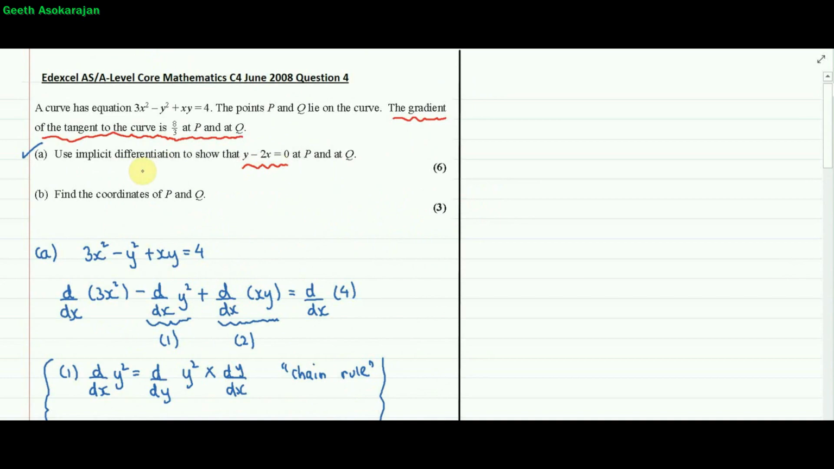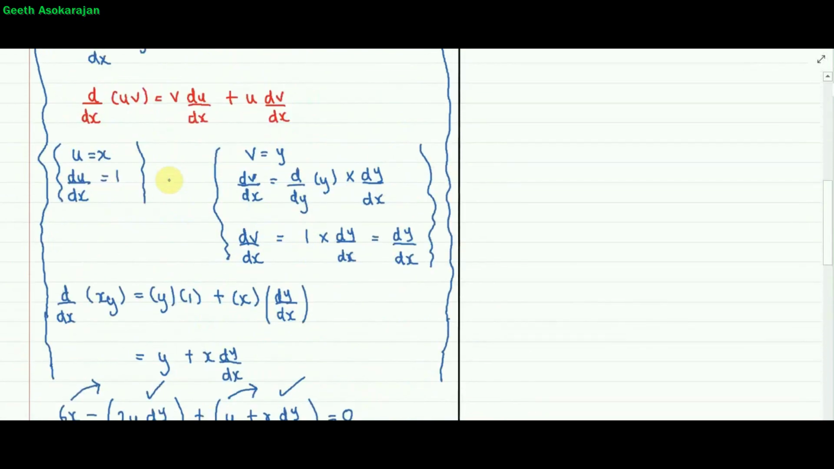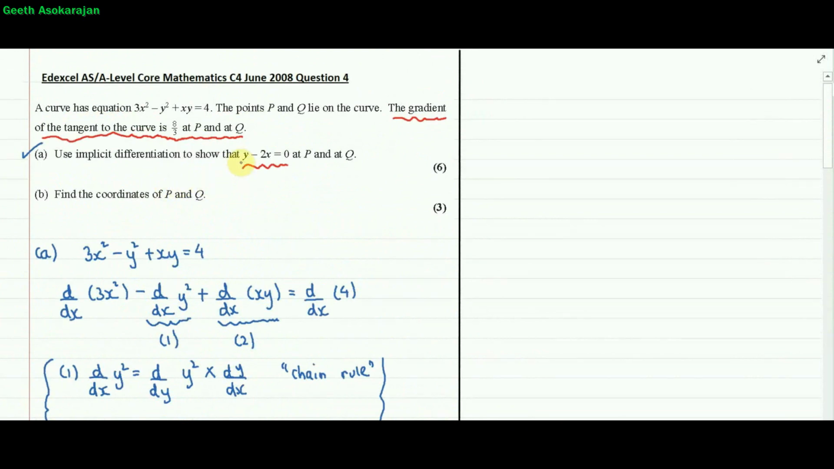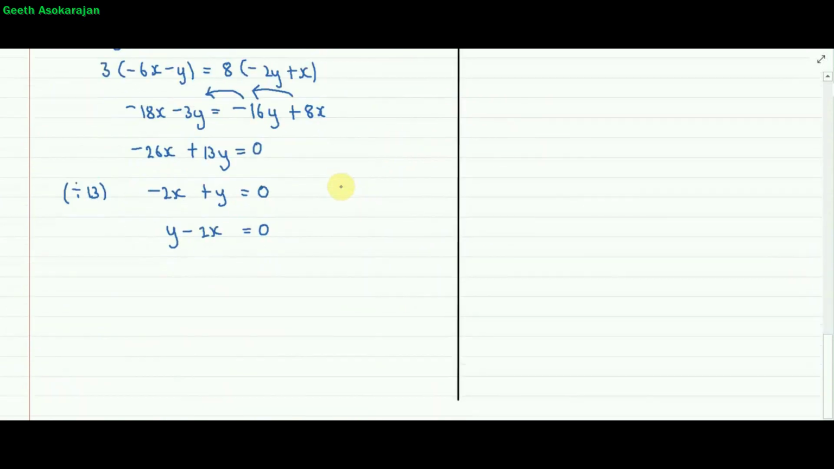So we need to use implicit differentiation, which we've done, and we need to show that y minus 2x equals 0 at P and at Q. So as you can see over here, we have indeed done that. So, as required, that completes part A.